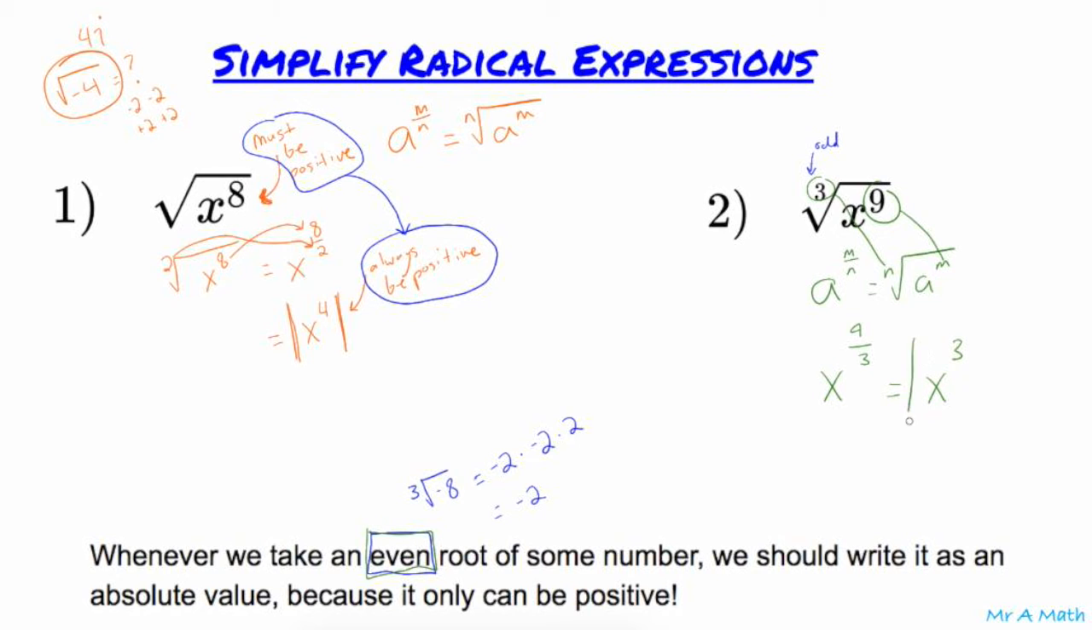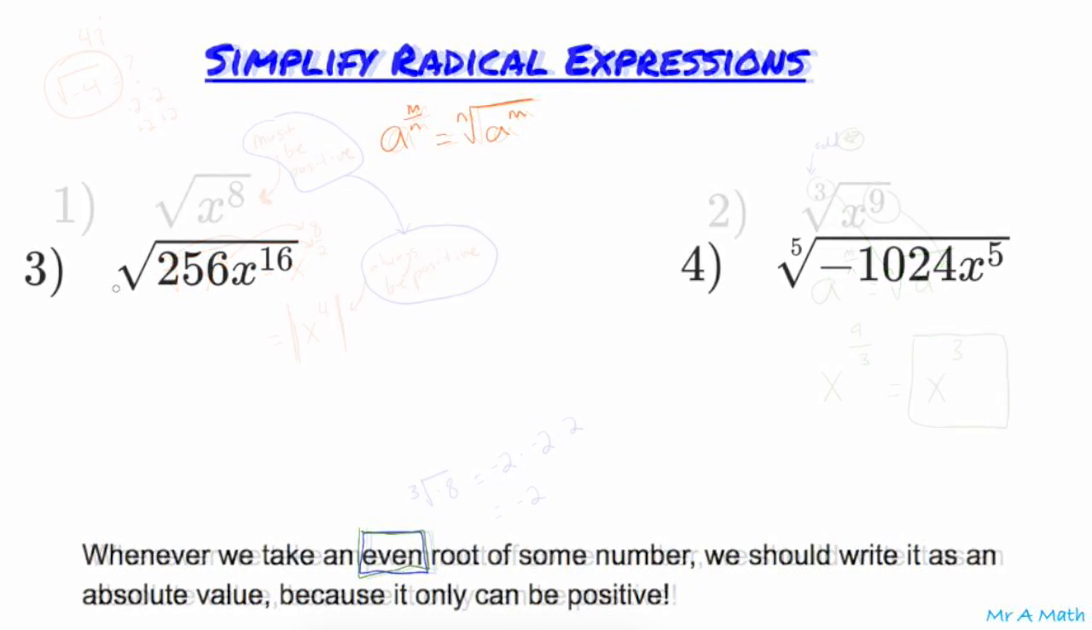So my answer is just x to the third power, not an absolute value, because it's an odd root. If this was a fourth root or a sixth root or any even root, my final answer would be an absolute value. But since it's an odd root, it just is the answer that it is. Okay, so let's look at a couple more examples just to demonstrate this. One more even and one more odd.